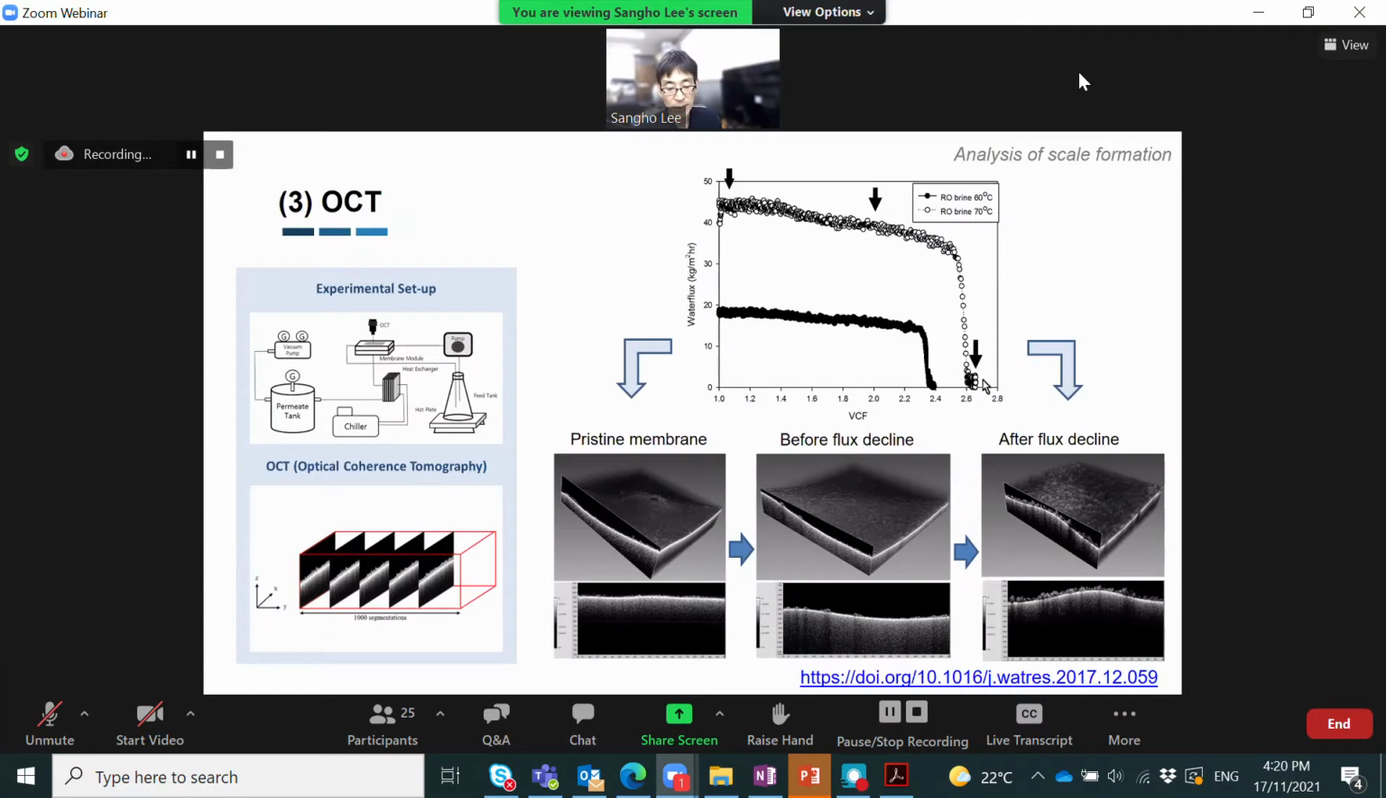After the flux declines due to the scale formation, as you can see, there are lots of crystals covering the membrane surface, thereby decreasing the flux through the membrane. This is a simple example, but this technique can be applied to see the exact point where we need to start the cleaning or flushing or some other actions, because we cannot determine that kind of timing based on the flux information.